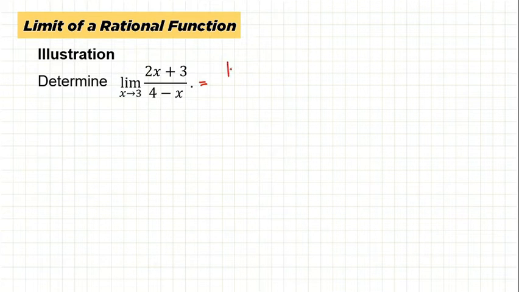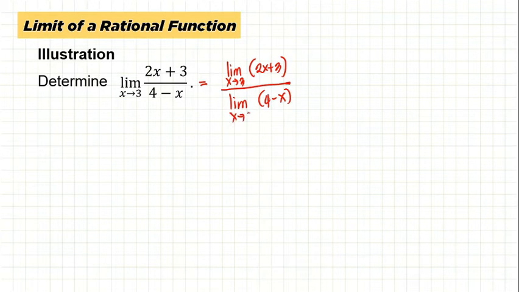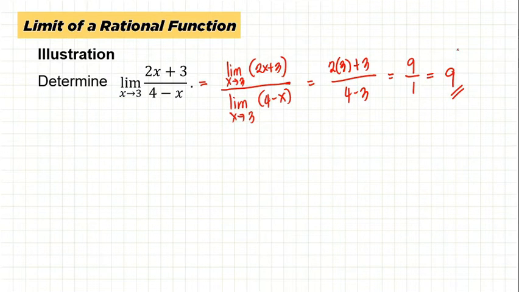So, we will get the limit of 2x plus 3, the numerator, as x approaches 3, over the limit of the denominator, 4 minus x, as x approaches 3. So in this case, since 2x plus 3 and 4 minus x are both polynomial functions, we can substitute directly. So we will have 2 times 3 plus 3 over 4 minus 3. And this is equal to 9 over 1 or just 9. So actually, whenever you are given a rational function, you can just do direct substitution.